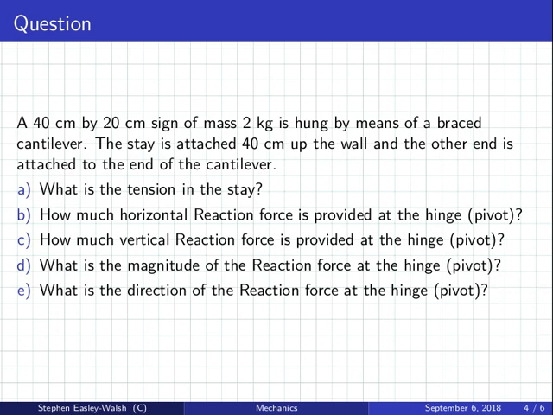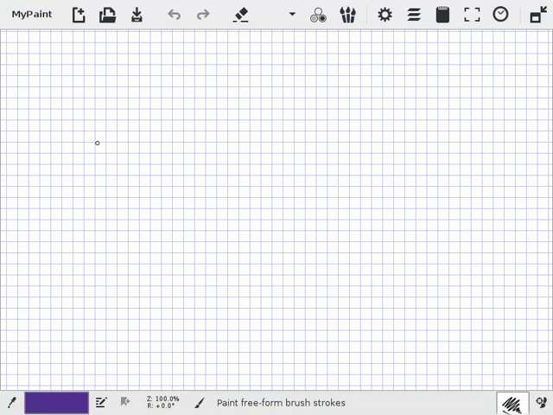A 40 by 20 sign of mass 2 kilograms is hung by means of a braced cantilever. So the picture looks like this so far. You've got your wall, like a shop wall.